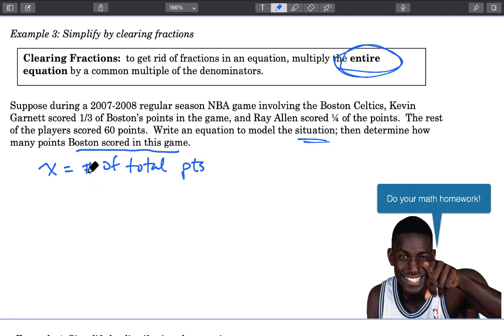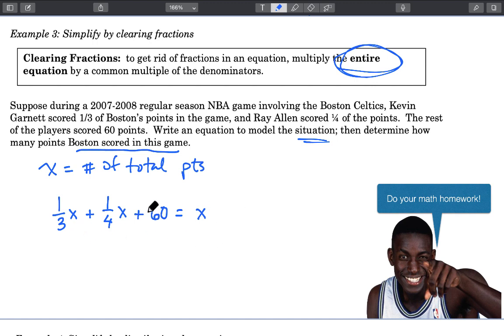All right, now our equation is kind of hidden here in the wording, but we know Garnett scored a third of those total points, so we can write that expression as 1/3 of x. Well, he's on the same team as Ray Allen, and Ray Allen scored a fourth of the team's points, so I know that's 1/4 of x. So together they scored that many points, plus the remaining number of points was 60 from the rest of the team. Well, together, if we add up Garnett's, Allen's, and the rest of the team, we should get the total number of points scored by the Celtics.